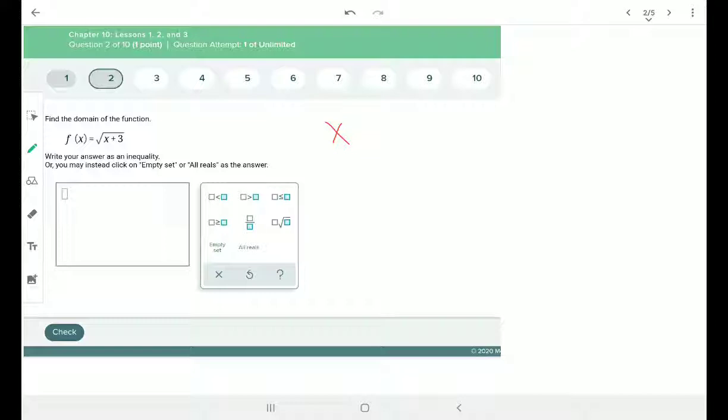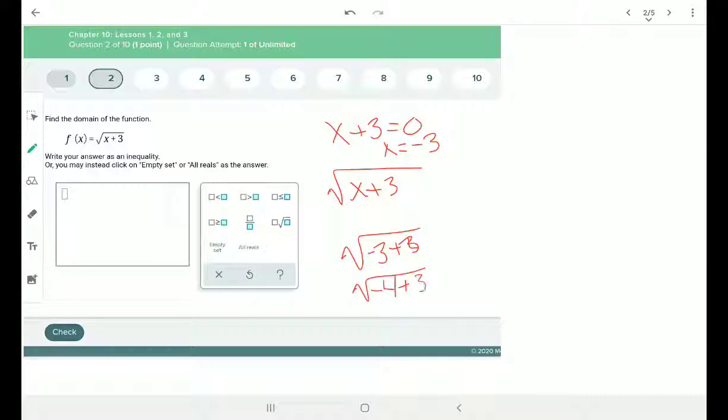The way we want to look at this is we want to see what is going to make the inside of this radical sign 0, right? So if I were to set x plus 3 equal to 0, we would find that x would have to be negative 3. This tells me what makes the inside 0, because negative 3 plus 3 is 0. If I go one more negative, say I chose negative 4, well, negative 4 plus 3 is negative 1, and now all of a sudden we don't have a real number. So negative 3 is my target point here.